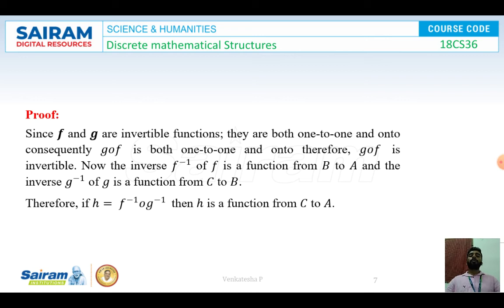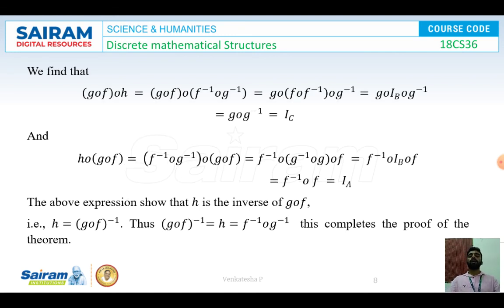Now I'm going to take the inverse of f. Let me consider f inverse as the inverse of f, which maps from B to A, and g inverse as the inverse of g, which maps from C to B. Therefore, I'll take h equal to f inverse ∘ g inverse. Then I can conclude that h is a function from C to A. Now I'm going to consider g∘f∘h.